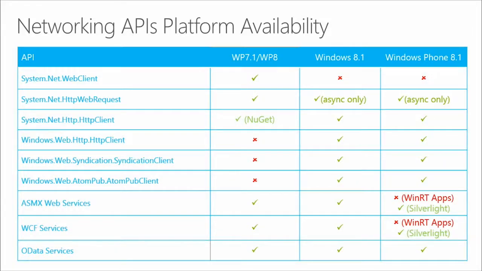And the HTTP client is there, and it's a really rich API for when you need to make those direct calls. This is a complicated table of all of the different APIs we've got. I just want to call out a few things there. We've got HTTP web request and HTTP client. HTTP client has two flavors, system.net and windows.web. The windows.web one is the one you want to use.